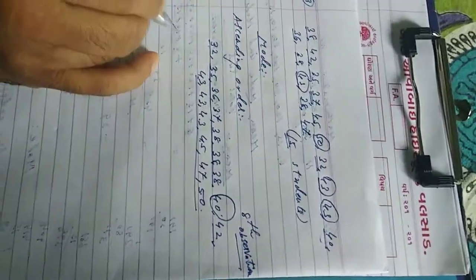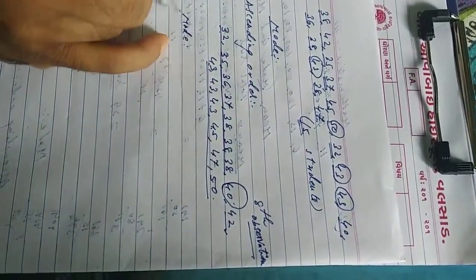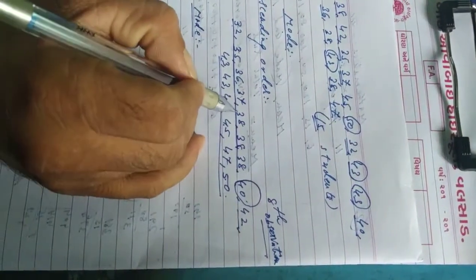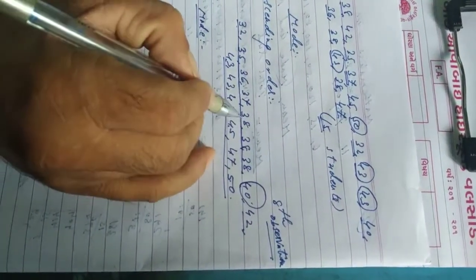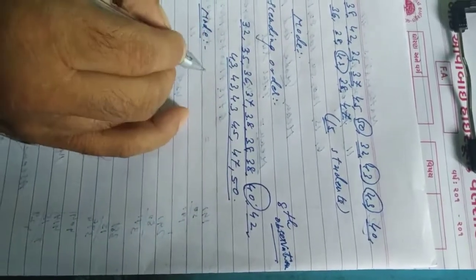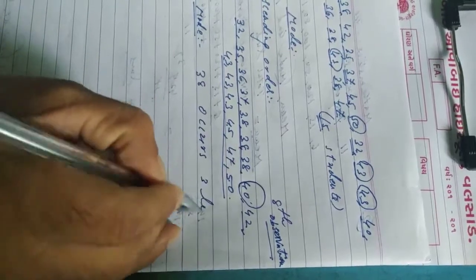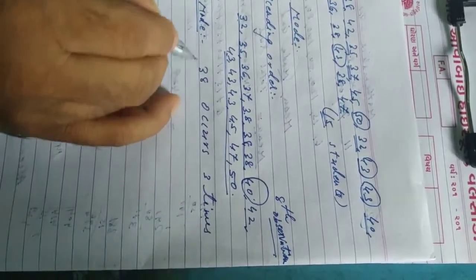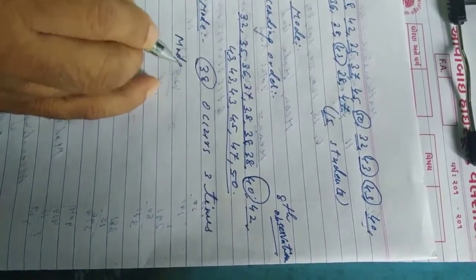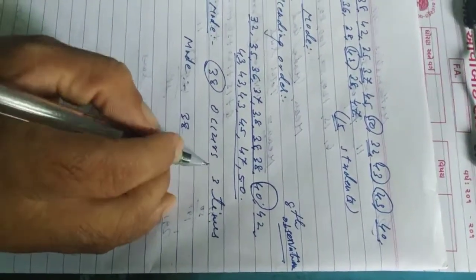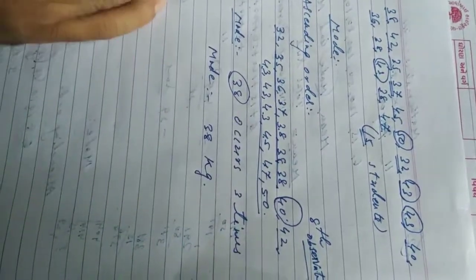First of all, what do we have to find out? The mode. So mode means what? The observation which occurs the maximum number of times. So which occurs the maximum? 38. How many times? 1, 2, 3. 38 occurs 3 times. So we can say the mode of the given data is 38 kg, right?